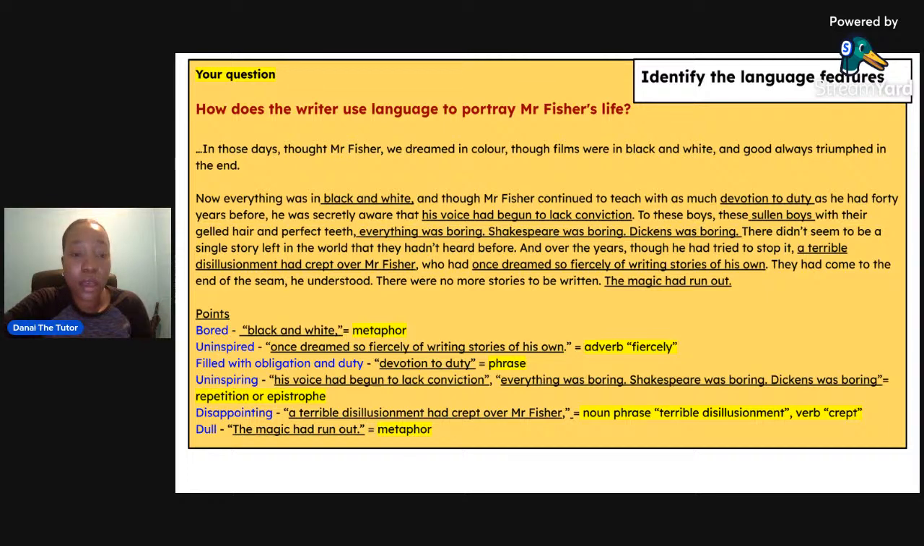We've also got repetition or an epistrophe. Epistrophe being when a phrase is repeated at the end of a sentence, or a word is repeated at the end of a phrase. And the example here is everything was boring. Shakespeare was boring. Dickens was boring. So that was boring being repeated at the end of those sentences is an example of an epistrophe, which is a form of repetition, okay? And then we've got disappointing, and we've got the noun phrase terrible disillusionment. We've got the verb crept as well, being quite key in that sentence. And then finally, I've looked at the metaphor, the magic had run out, okay?